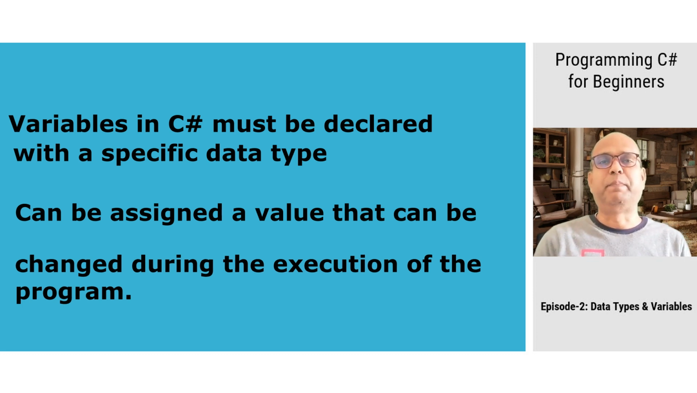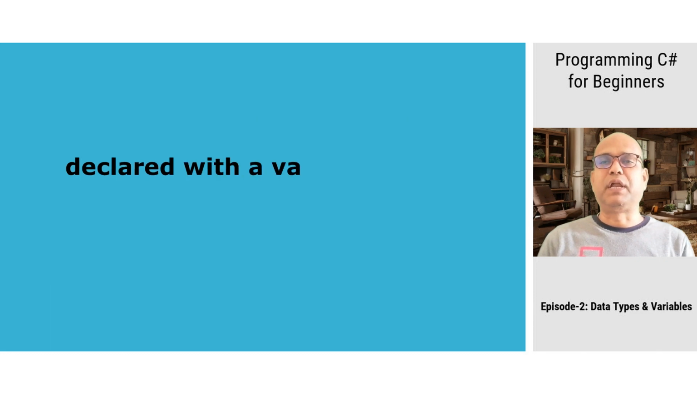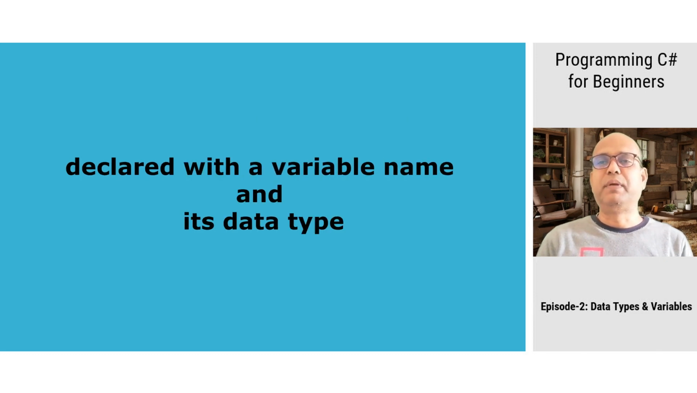Simply, variables are containers for storing data values, and variables can contain different types of data values. Before using a variable, it must be declared with a variable name and its data type, which indicates which type of value is stored in the variable.